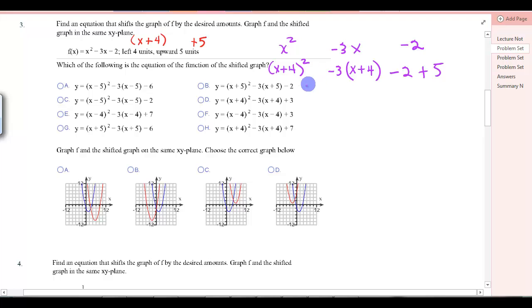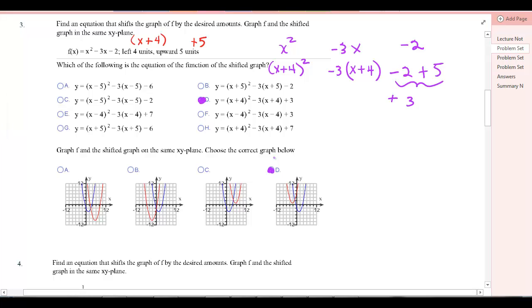Now let's kind of clean that up. The only thing that we can do, we can say that's a +3. So when you look at all these options, this one right here has what we've got, x plus 4 squared -3 times x plus 4 plus 3. All right, and then when you graph that, you could throw that in your calculator if you wanted to, and make sure it's going to be this one here.